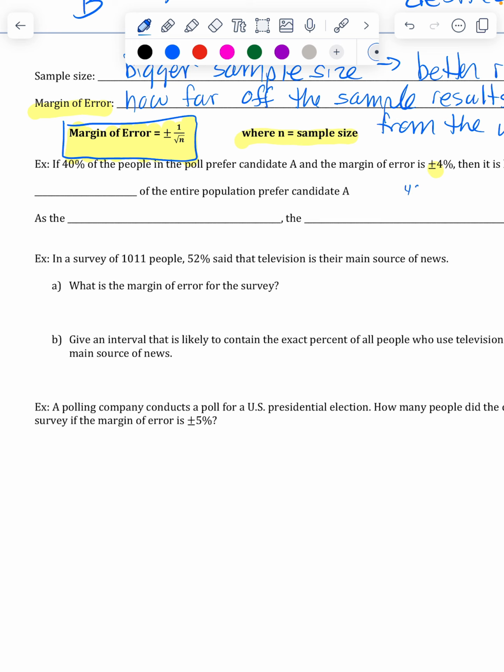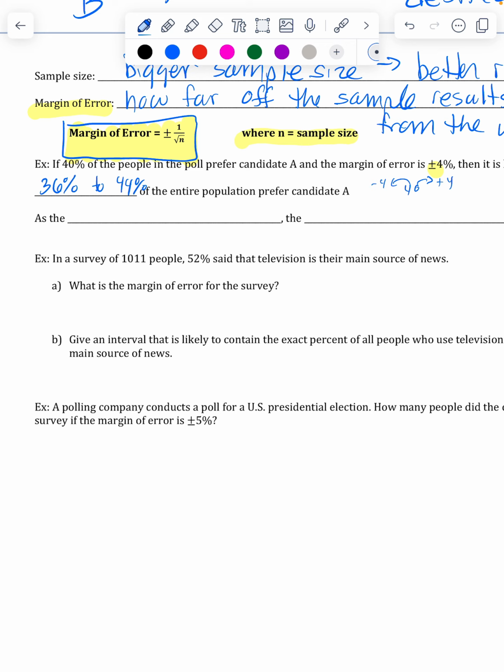So if you have 40 in the middle as your result, but it could be 4 higher and it could be 4 lower, you're going to say, hey, it could be somewhere between 36 to 44. One is 4% lower and one is 4% higher than the survey results.